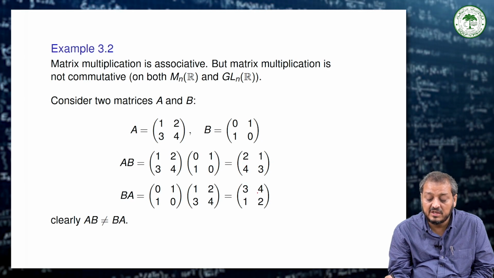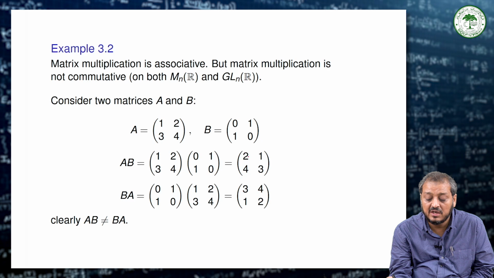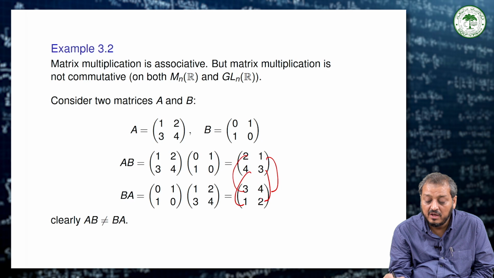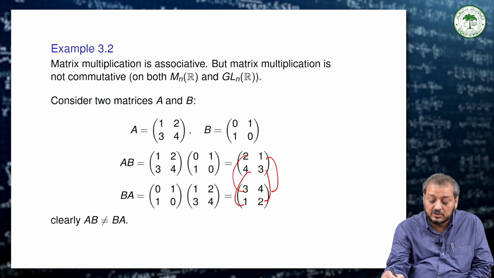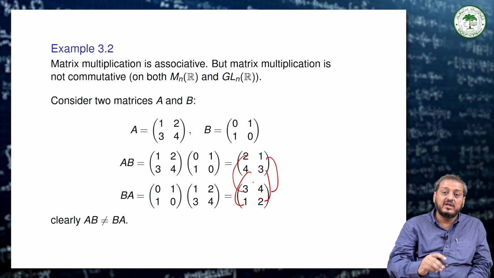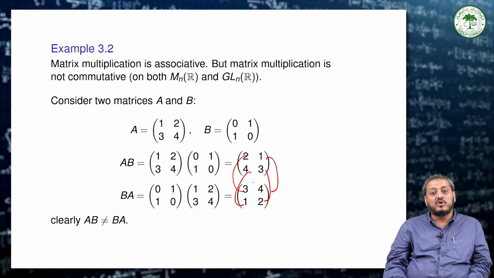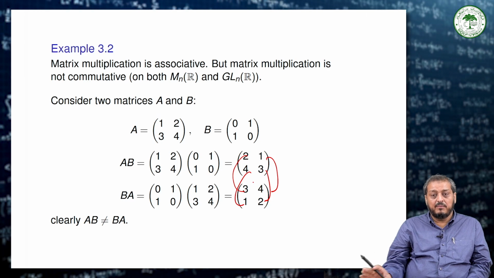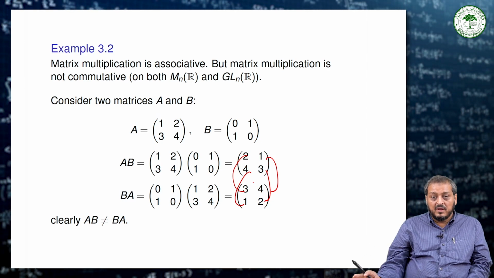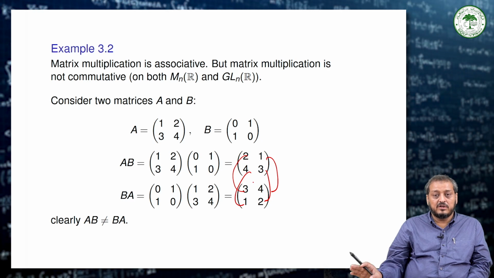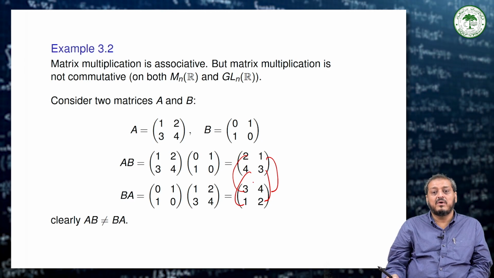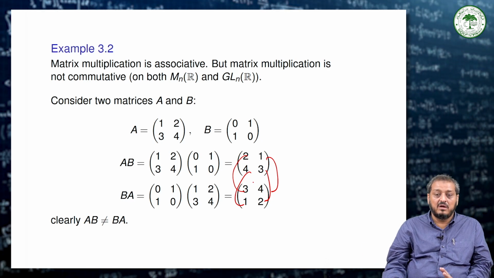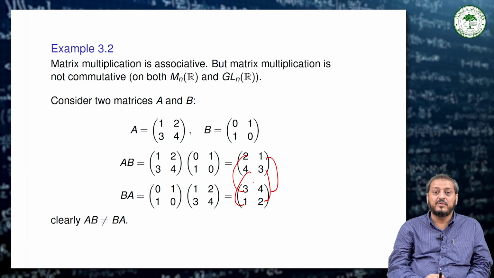You know that matrices are equal if the corresponding elements are the same. So these elements are different; all elements are different. This means these two matrices are not the same, so clearly AB is not equal to BA. So for matrix multiplication, whether we take any n by n matrix over the real numbers, or GL(R), the set of all invertible matrices over the real numbers, they are associative under multiplication, but not commutative under this operation.